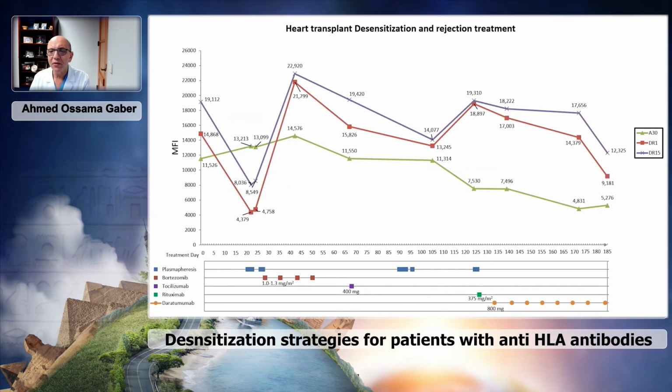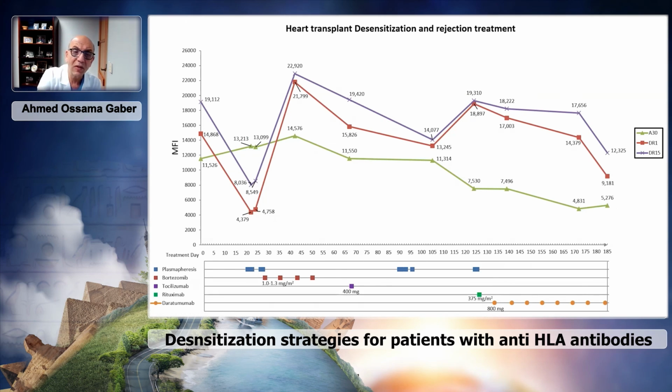And here's a heart transplant patient that we treated. That patient got plasmapheresis, rituximab, bortezomib, daratumumab, and tocilizumab after transplantation when he had antibody-mediated rejection of the heart. Of course, here, there are no stops. It's not like a kidney patient. You have to treat. And this heart transplant patient is now 2 years out.